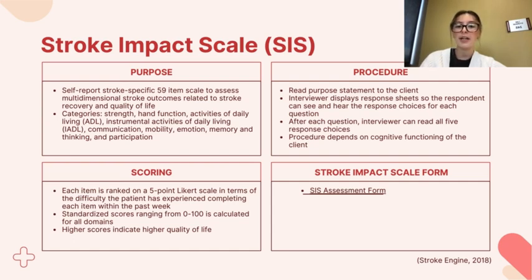And then for the scoring, each item is ranked on a 5-point Likert scale in terms of the difficulty the patient has experienced completing each item within the past week. So 1 being whatever is being asked is difficult all of the time, and 5 not being difficult at all. And then it yields standardized scores ranging from 0 to 100 that is calculated for all domains, and the higher the score indicates the higher quality of life. So I have a link down here for the Stroke Impact Scale assessment form that you can download to your own computer and utilize in practice.